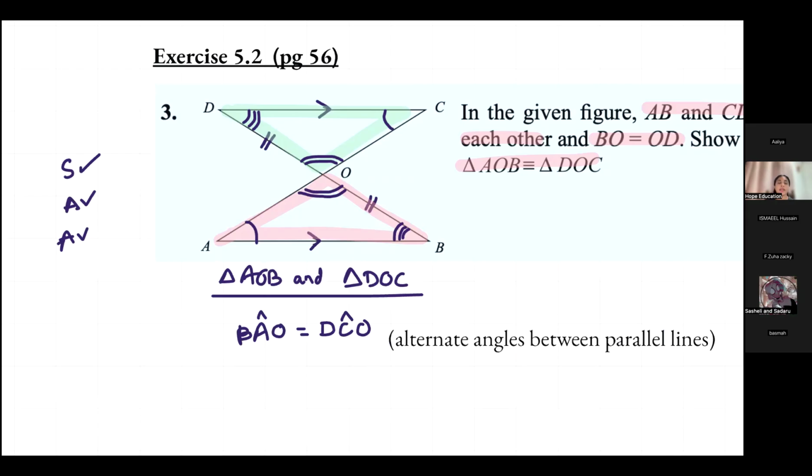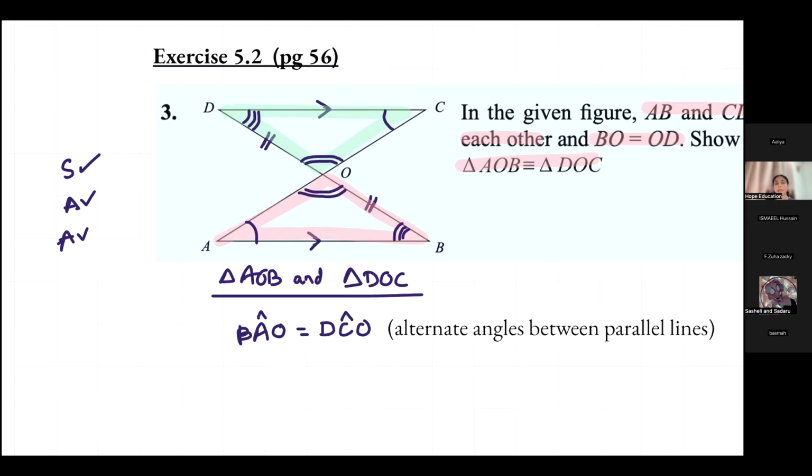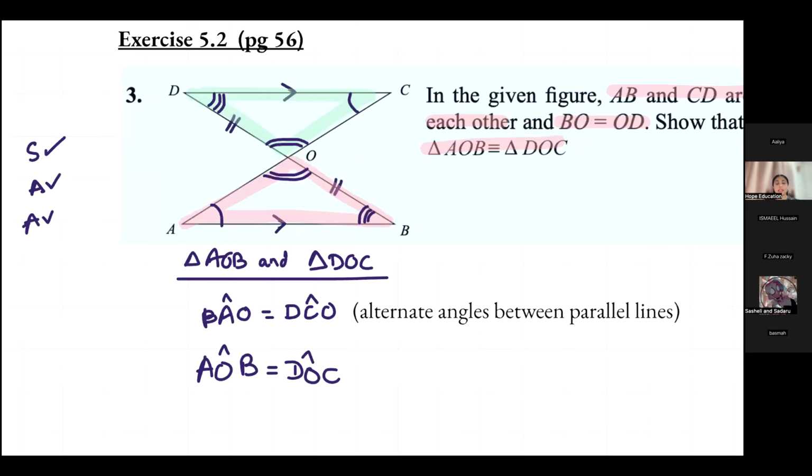Okay. Then, you can also select another angle pair. I will select the vertically opposite angles. So, in triangle AOB, angle AOB equals this. So, I will write that. AOB equals DOC. The reason is vertically opposite angles.